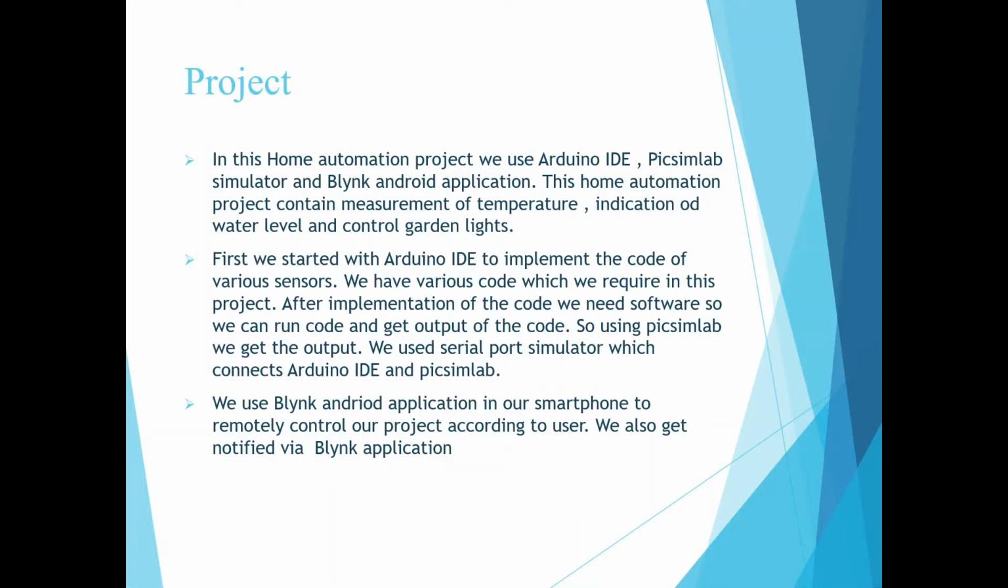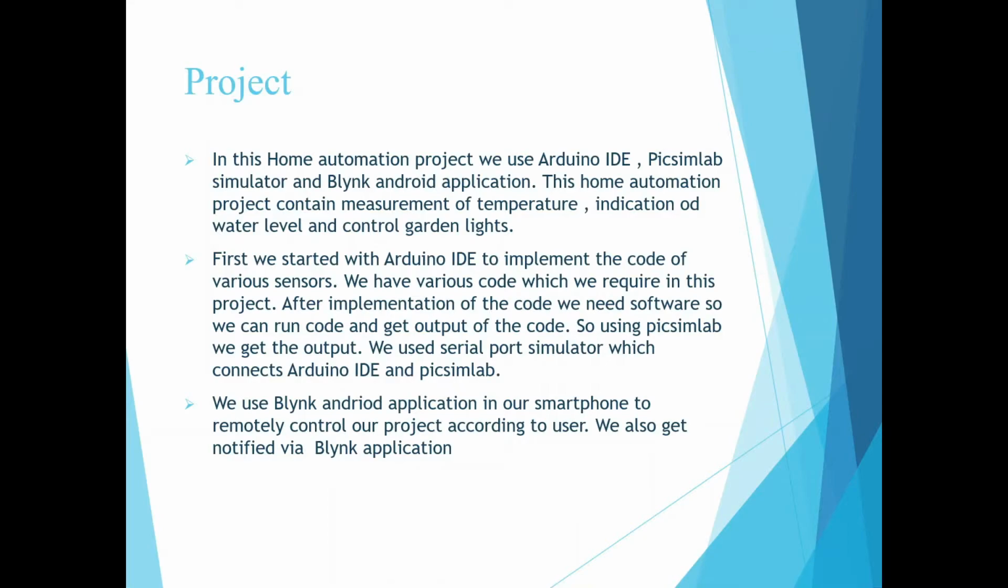First, we started with Arduino IDE to implement the code for various sensors. We have various code which we require in this project. After implementation of the code, we need software so we can run the code and get the output. So using PixSimLab, we get the output. We used a serial port emulator which connects Arduino IDE and PixSimLab. We use the Blink Android application on our smartphone to remotely control our project according to the user. We also get notified via the Blink application.